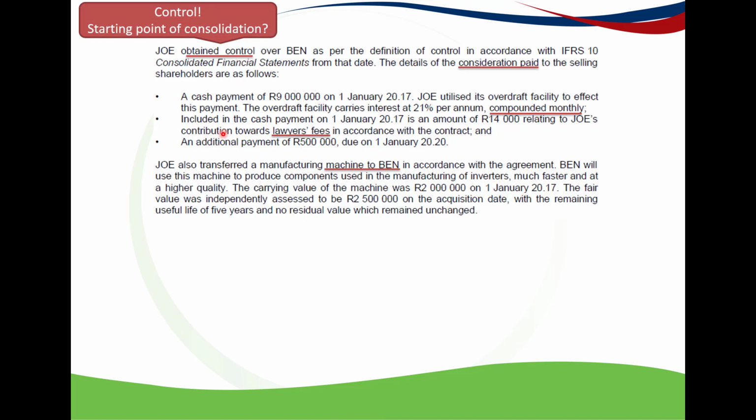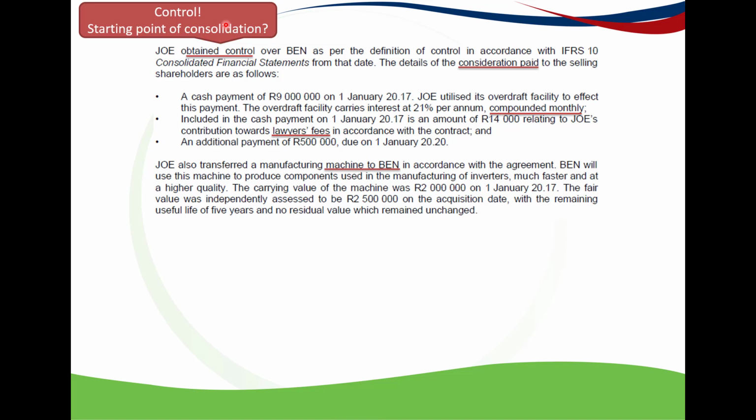Here we are very happy. We can say Joe obtained control over Ben as per the definition of control in accordance with IFRS 10 consolidated financial statements from that date. So yes, we are very happy. We now know that it's a subsidiary and we will have to consolidate. But what is the starting point of the consolidation?